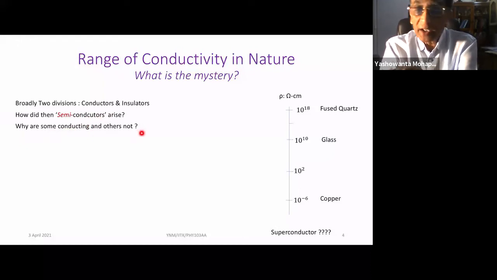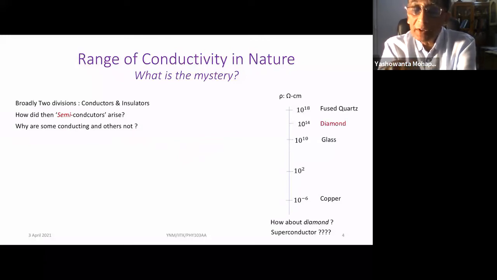Why are some conducting and others not? We know it's because of the mobile electrons. So, for example, diamond, okay, is 10 to the power 14. But silicon can actually be varied, and that's why you have electronics. That is not a conductor, not an insulator, and its conductivity can be varied over a wide range. In fact, by doping it, and that is why it gives rise to such technology.